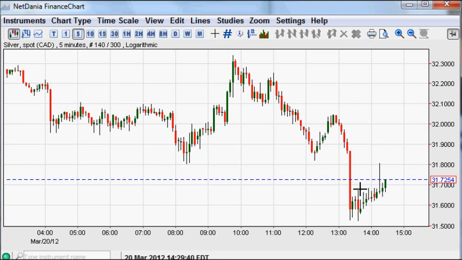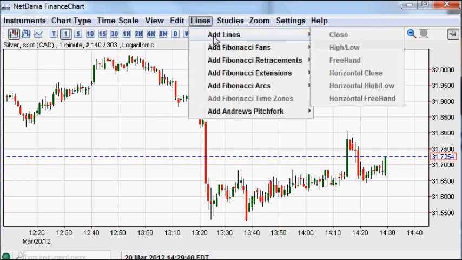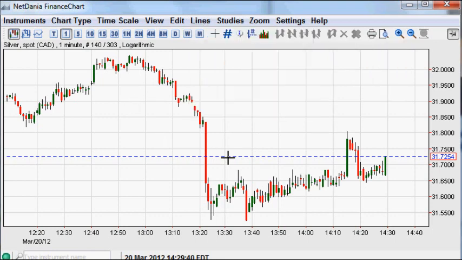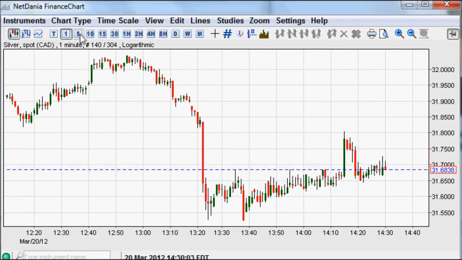Okay, so let's move this forward to the 10-minute time frame. And what do we notice here? It's again the same sort of pattern. You found resistance where it used to be support. 15-minute time frame.